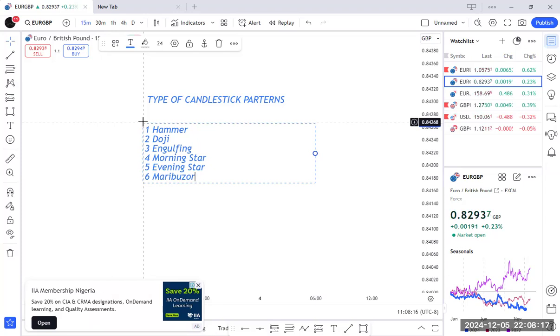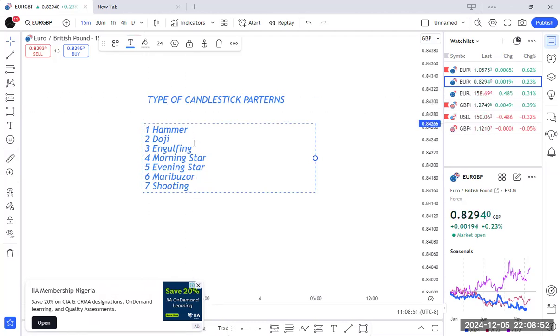So we have the hammer, the doji, the engulfing, the morning star, the evening star, the mariposa candlestick, and more of them. Okay, the seventh one, let me add the shooting star. These are the candlestick patterns I make use of in trading, whether to buy or to sell, to confirm my analysis as well. I'll be showing you these candlestick patterns in the chart and what they are used for.